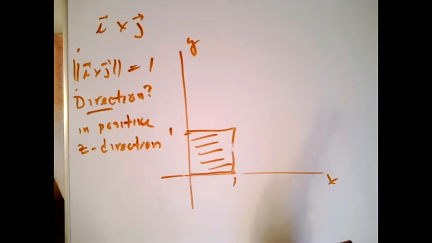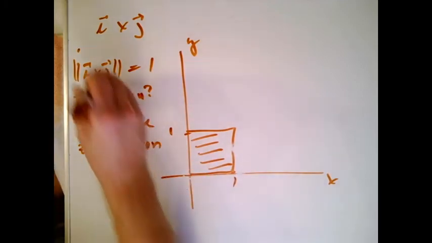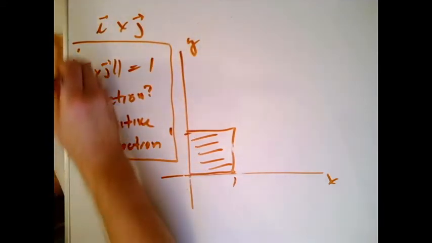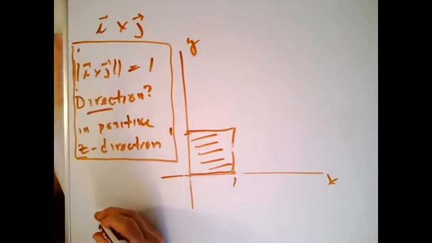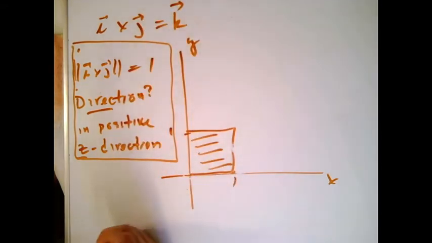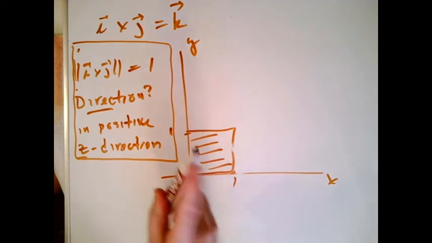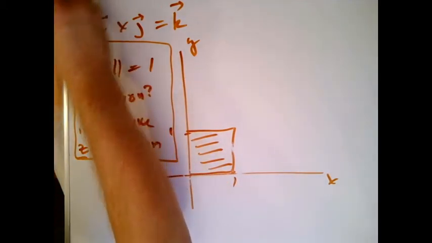So we have to ask ourselves, what vector has length 1 and is pointed directly in the positive z direction? Well, that's our definition of K, right? So these two things determine that the vector I cross J must be the vector K, because it has to be length 1 and it has to be pointing in the positive z direction because our right thumb said so. So that's the first thing we want to worry about.